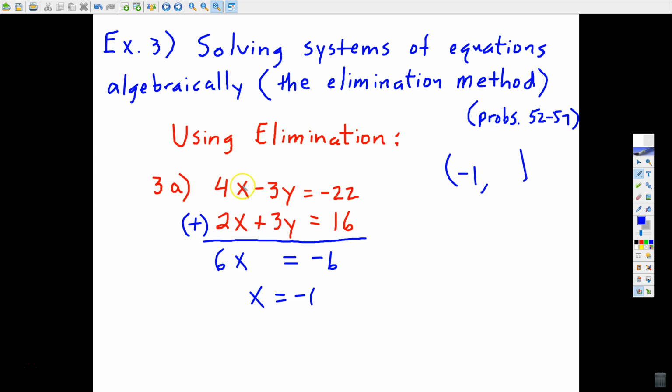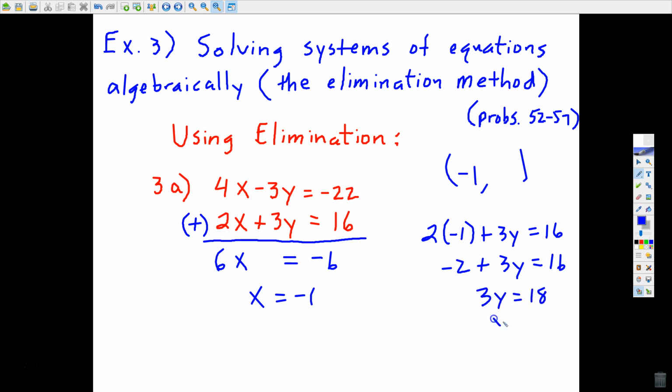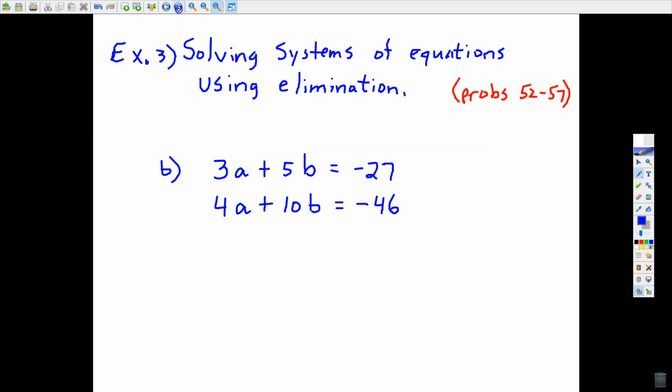I can plug negative 1 in for x into either one of these red equations. I'm just going to pick the bottom one. 2 times negative 1 plus 3y is equal to 16. Go ahead and multiply 2 times negative 1 here. Add 2 to both sides. I get 3y is equal to 18, so y is equal to 6. So my final answer for this first elimination example will be negative 1, 6.